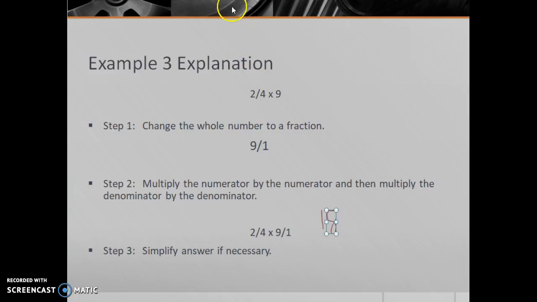And then I'm going to multiply denominator to denominator. So 4 times 1 equals 4. So my fraction now is 18/4. Now, we certainly cannot leave this fraction this way. First of all, this is an improper fraction, and we can't leave an improper fraction as our answer because it's not in simplest form. So we're going to have to do some type of operation to get rid of that.